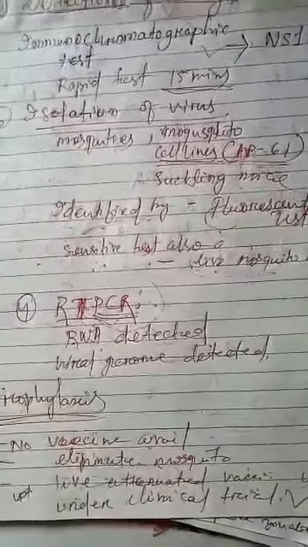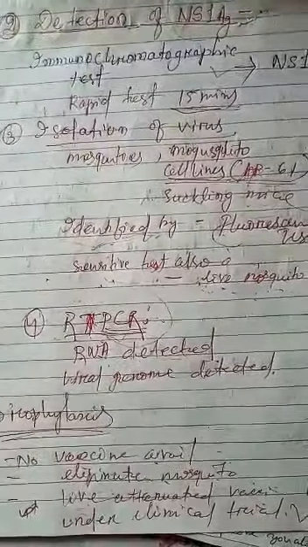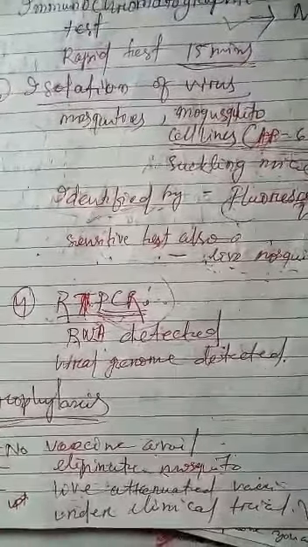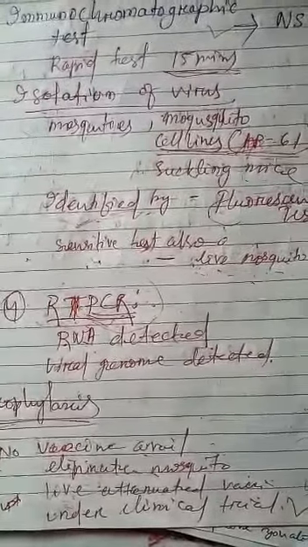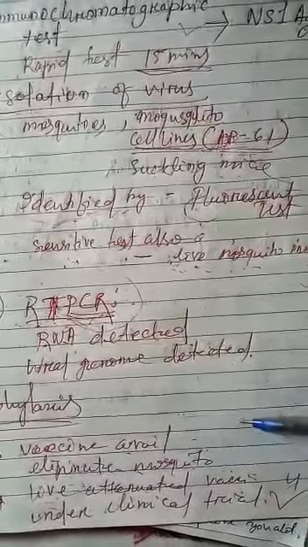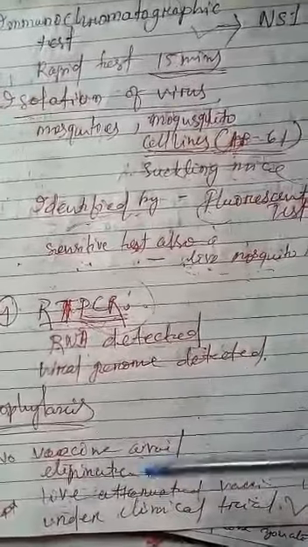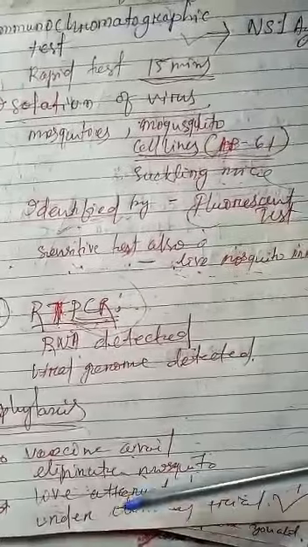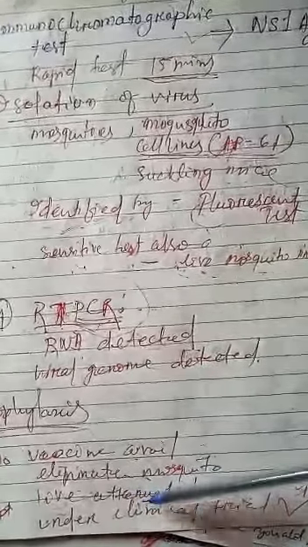And the last one is prophylaxis. As no vaccine is available, you have to eliminate the mosquitoes and use control measures: elimination of mosquitoes using mosquito nets and mosquito repellent cream. Now live attenuated vaccines containing all dengue serotypes are under clinical trials.